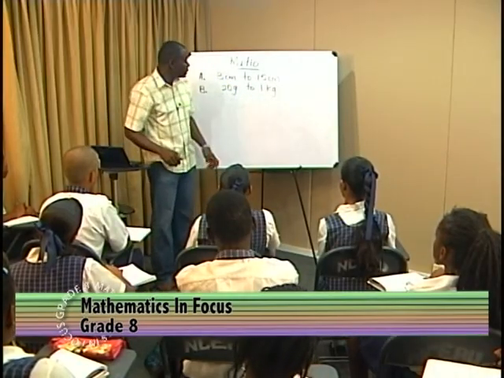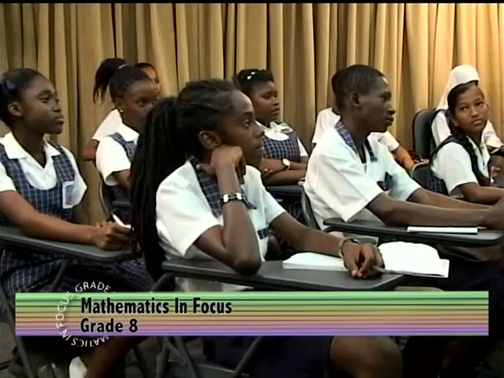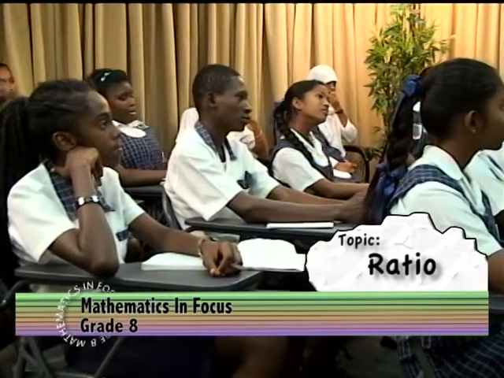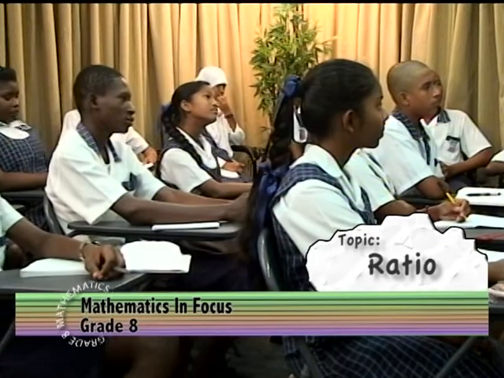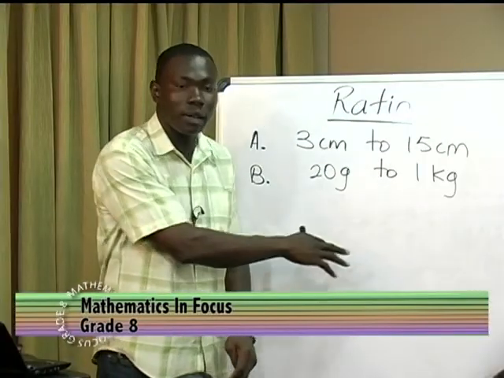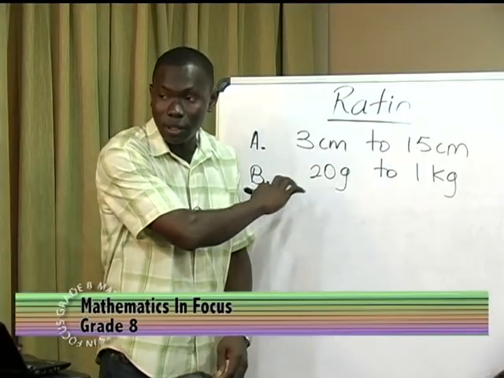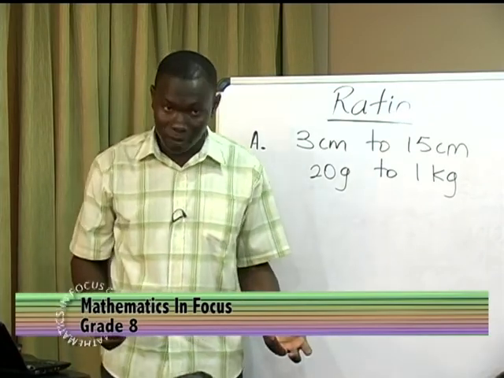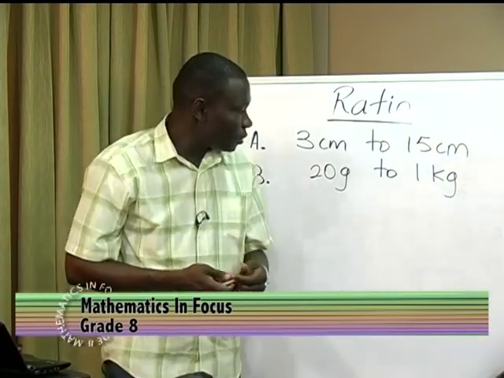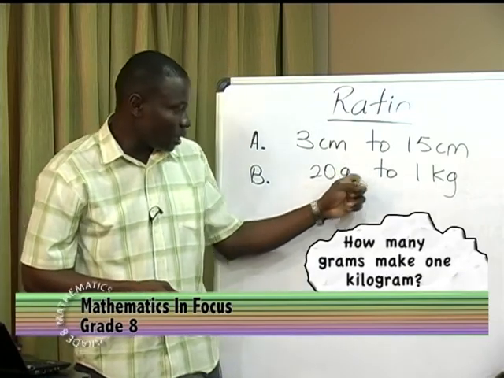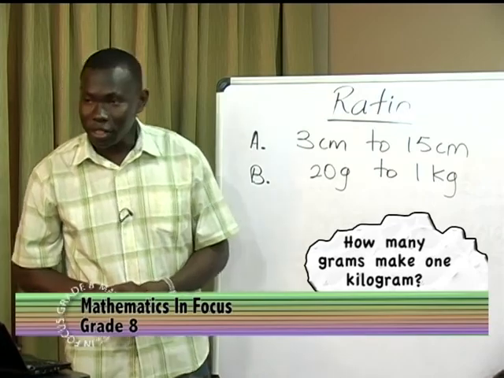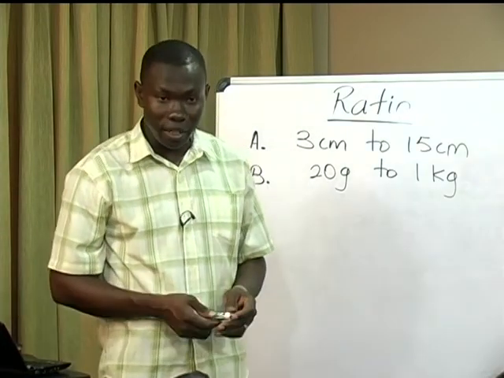So what we have to do, we have to express this 20 grams and the 1 kilogram as one type. So we will not have grams and kilograms. If you're going to deal with grams, it is strictly grams. If you're going to deal with kilograms, then it is strictly kilograms. Now, anybody can recall how many grams make 1 kilogram? How many grams make 1 kilogram?